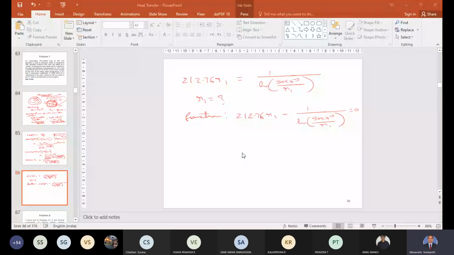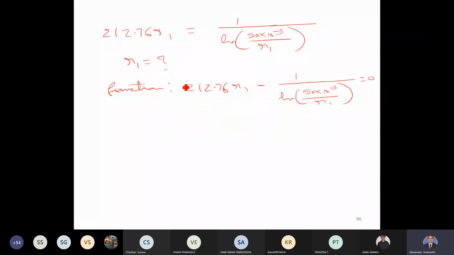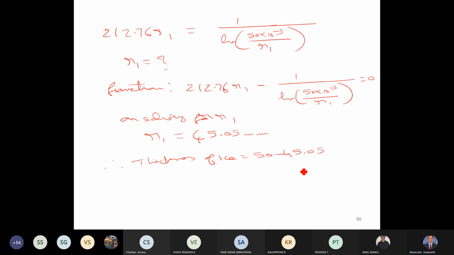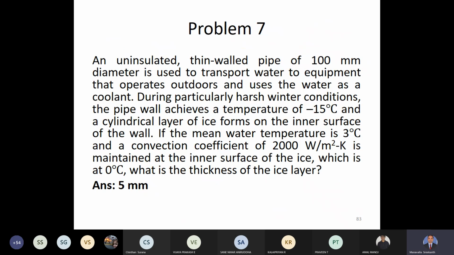You need to actually show this working when you're solving, and then you can write the solution. R1 will be 45.05 millimeters. Therefore, thickness of ice is 50 minus 45.05, which is almost 5 millimeters. So this much thick ice will form. So the answer is given as 5 millimeters.